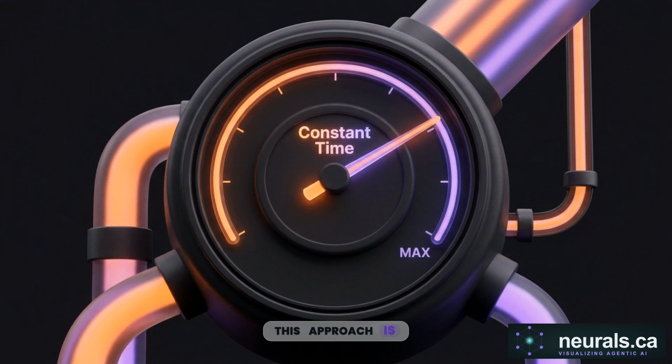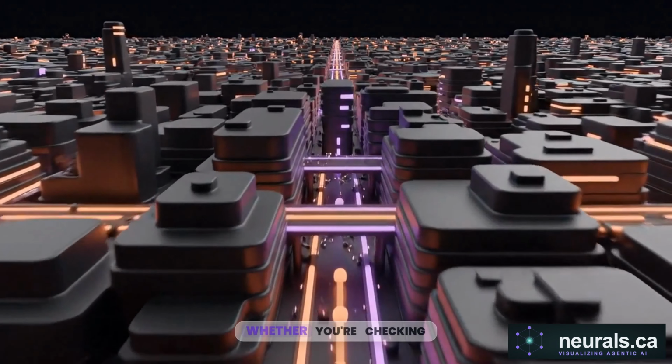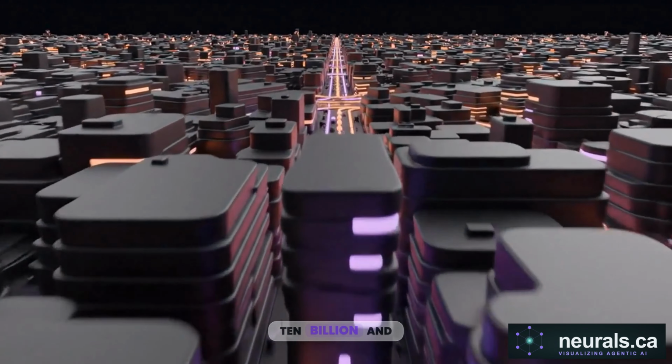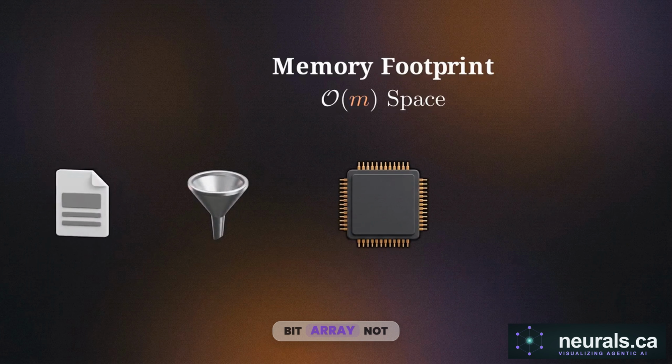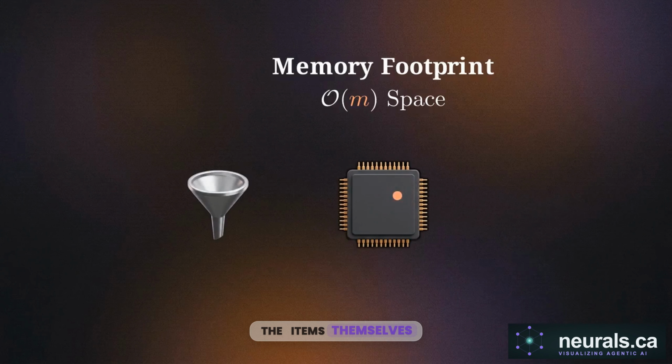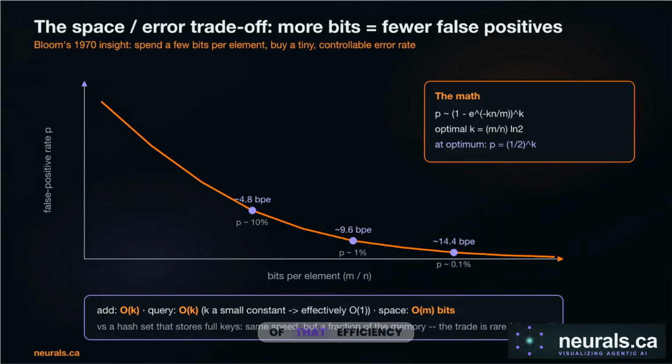This approach is incredibly efficient. Its speed is what programmers call O(1), meaning the search takes the exact same amount of time whether you're checking 10 items or 10 billion. And the memory needed, or O(m) space, depends only on the size of the bit array, not the size of the items themselves. This chart shows the exact cost of that efficiency. To achieve a 1% false positive rate, you allocate about 9.6 bits of memory per element. To scale precision, increasing to 14.4 bits per element drops the chance of a false yes to just 0.1%.